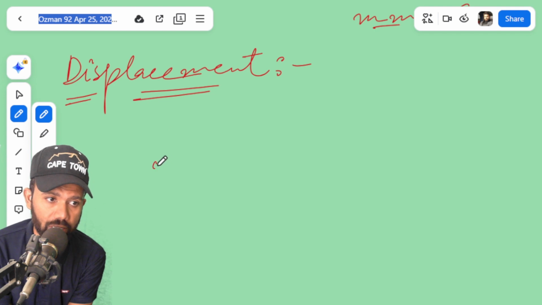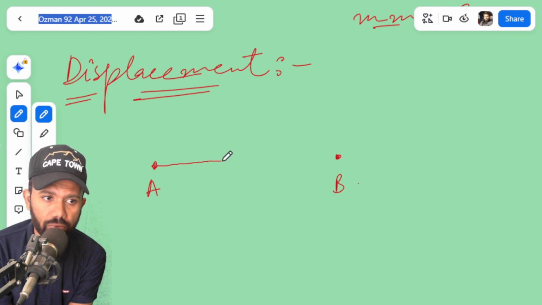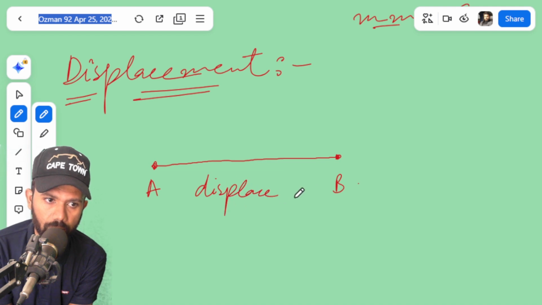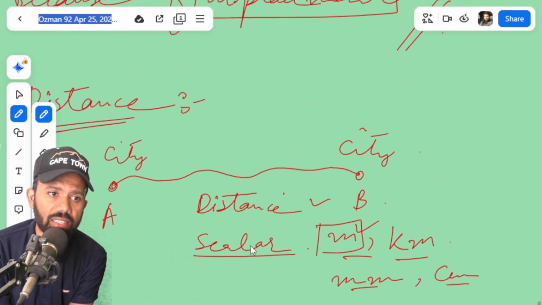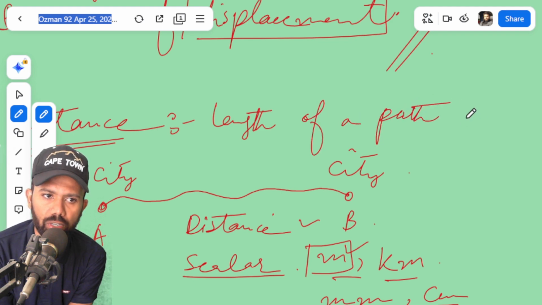So let's get back to the idea of displacement. Again, we have 2 points, point A and point B. If you move very straight from point A to point B, unidirectional, and you do not change your direction at any point reaching point B, you are covering the shortest length, and that is called displacement, right? How do we define distance? Length of a path between 2 points.